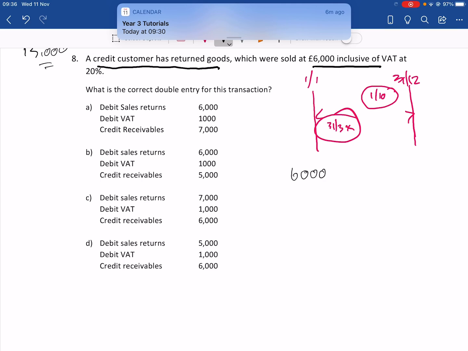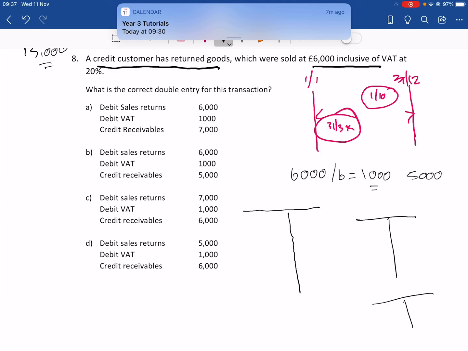Is the value of the goods returned? If we divide that by 6, that gives us the VAT amount. So the VAT is £1,000, which therefore means the net amount was 5,000. So let me show you how this was recorded in the sales when they originally did it. We'll forget about the customer account, we'll just do the control accounts. I'll just do a little one there.